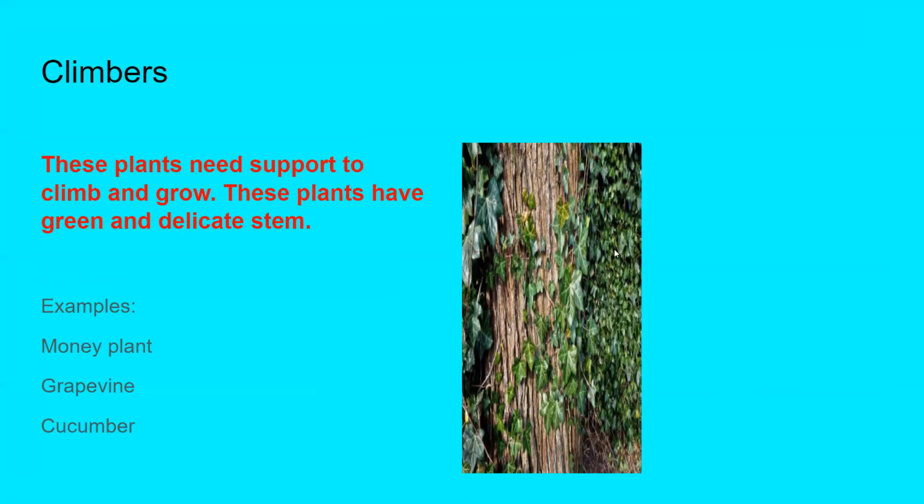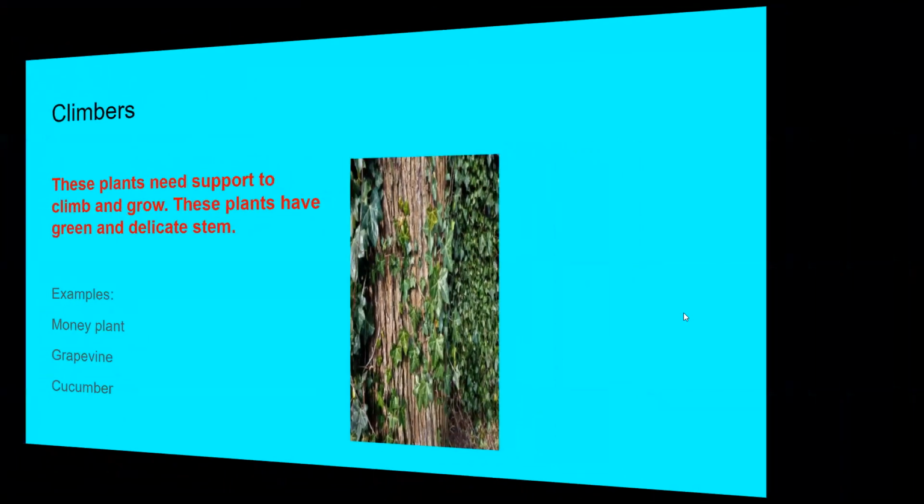Look here, this climber is climbing with the help of the trunk of the tree. They are climbing upward with the help of the tree. These are called climbers. Money plant, grapevines, and the cucumber. These are the examples of the climbers. Their stem is very delicate, so they cannot stand straight. They need some support to stand.